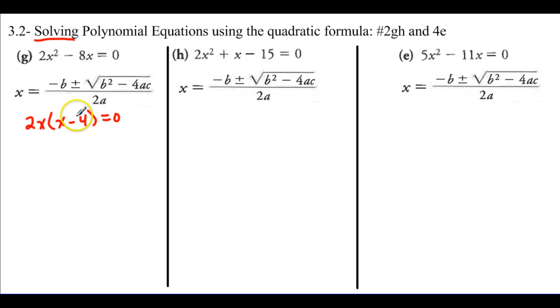I know that these two things multiply to 0, which means that either this first part must be 0 or the second part must be 0. The second expression here must be 0. And so if this times this is 0, one possibility is that 2x is 0, which means of course x would be 0. The second possibility is that x minus 4 is 0. I didn't really need the brackets there.